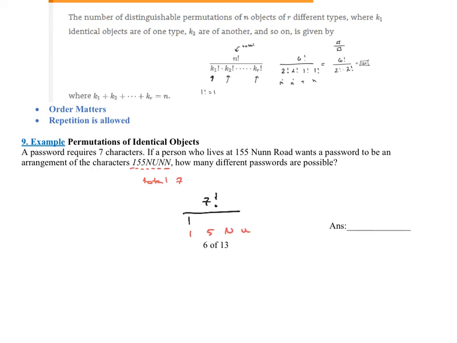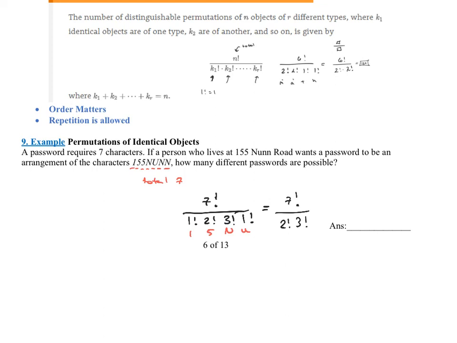It looks like there's 1 one, so that's 1 factorial. There's 2 fives, so that's 2 factorial. There's 3 N's, so that would be a 3 factorial. And then there's 1 U, so that would be a 1 factorial. Again, to simplify this, knowing that 1 factorial is 1, I'm going to change this to 7 factorial over 2 factorial times 3 factorial. I'm going to use that fraction button in my calculator, and make sure that what I put in my calculator is exactly what I see on my paper.